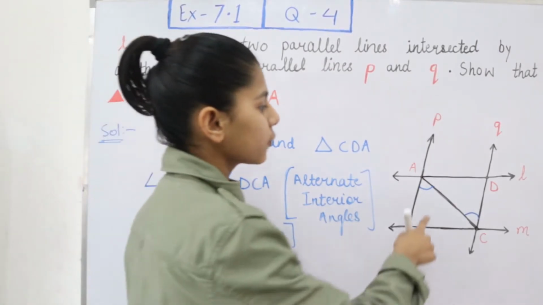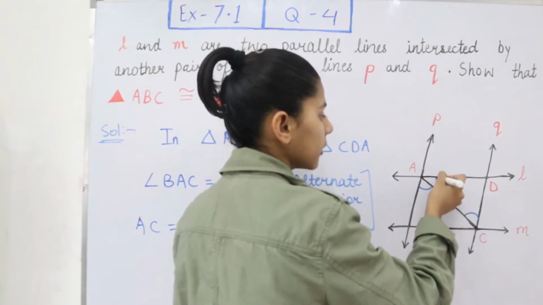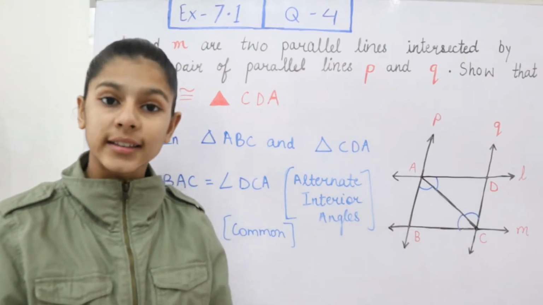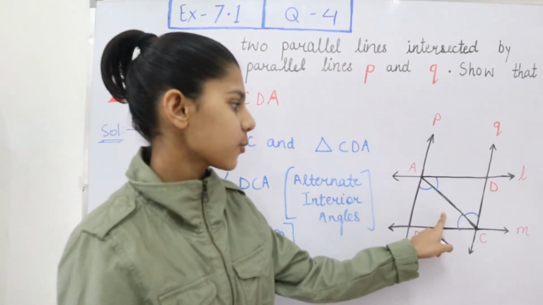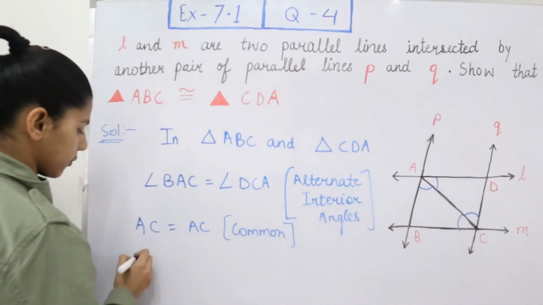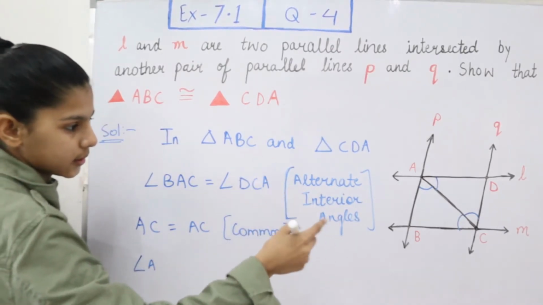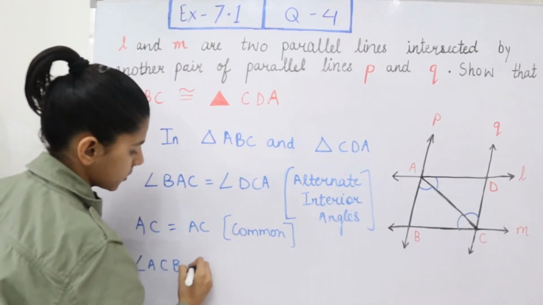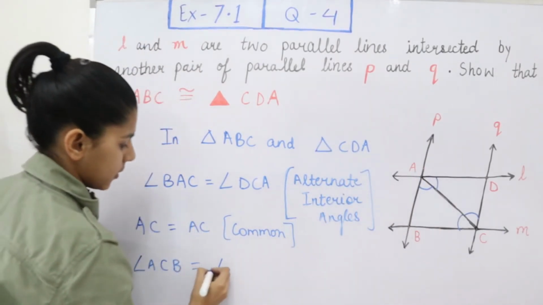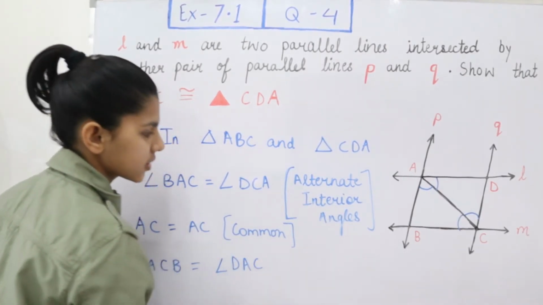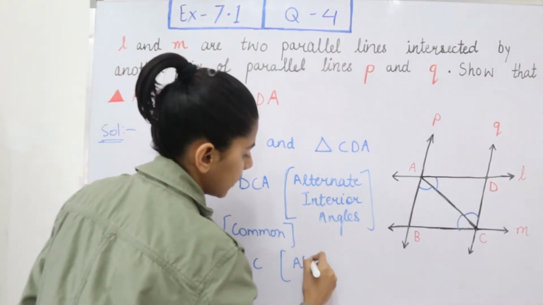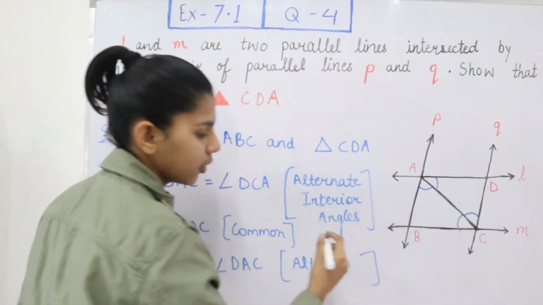So you can see that if these two angles were alternate interior angles, this angle and this angle will also be equal, because they are also alternate interior angles. So hence we can write that angle DAC is equal to angle ACB. So we will write angle ACB is equal to angle DAC, and the reason will be the same as it was here, alternate interior angles. So we will write the full reason here.